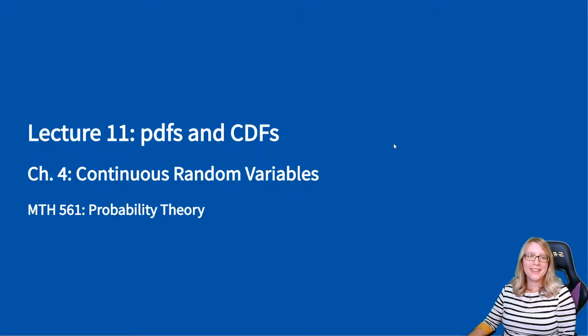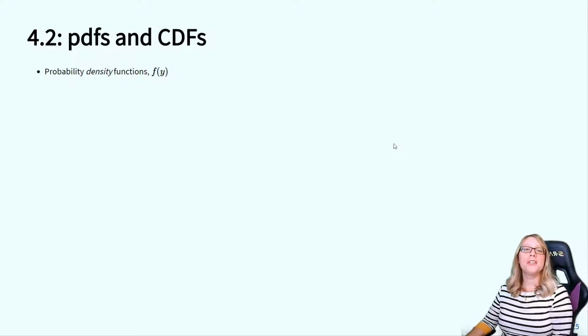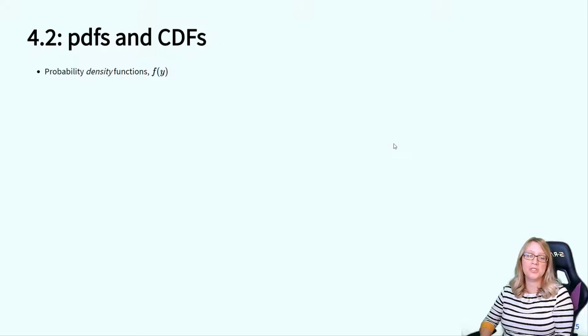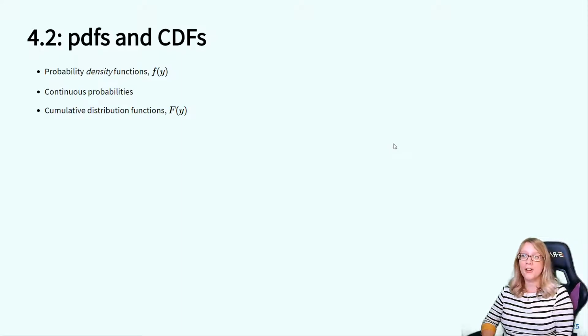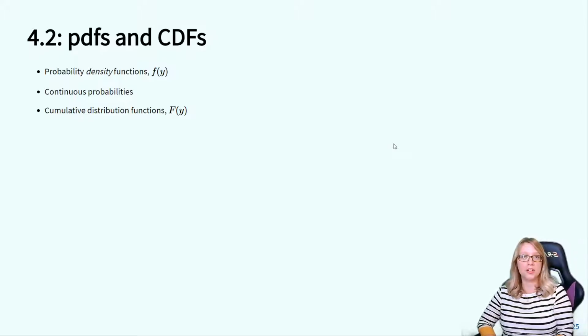Welcome back. In this video, we'll introduce some tools and functions for working with continuous probability distributions. We'll start by defining a probability density function. So what can we use to help us describe how much probability is within a particular area? We'll talk about how to find continuous probabilities. We'll also define a new type of function for us called a cumulative distribution function.